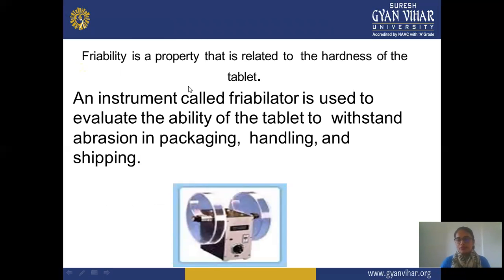In this quality control test of the tablet, first test is friability, and friability is a property that is related to hardness of the tablet. Means this friability test is directly correlated, or you can say directly proportional to your hardness. If friability is good, then your tablet should have good hardness. If friability is low, then a tablet easily breaks and has low hardness due to the friability problem.